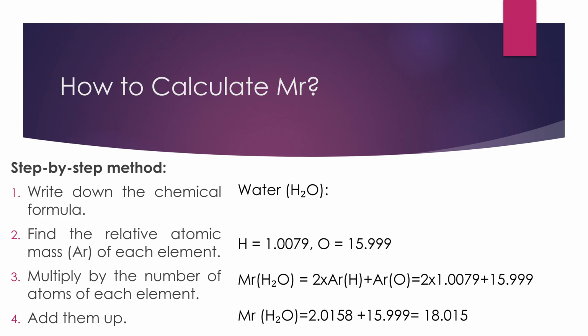So this is the reason why you have here 2 times AR of H plus AR of O, because 1 oxygen atom. Later, you see that I put 2 times 1.0079, so 2 because 2 atoms of hydrogen, 1.0079 because this is relative atomic mass of hydrogen, and plus 15.999, this is oxygen. When you calculate all together, the number that you get is 18.015, and this is relative molecular mass for one molecule of water.